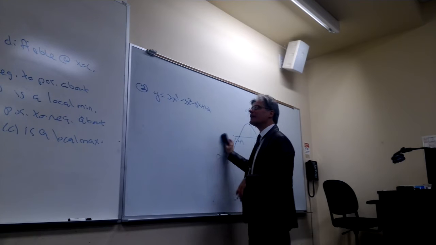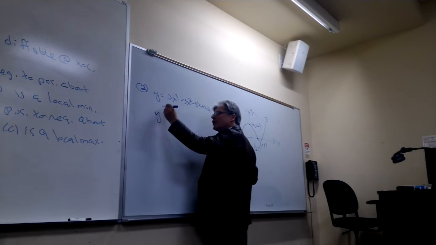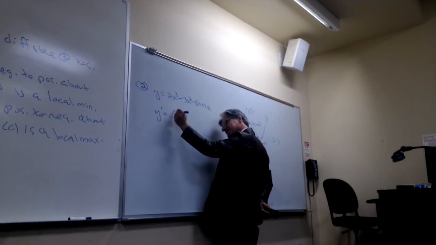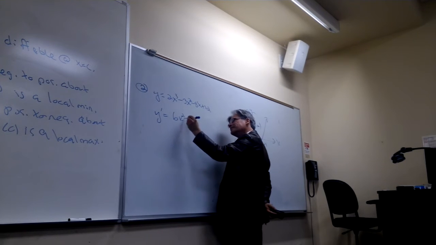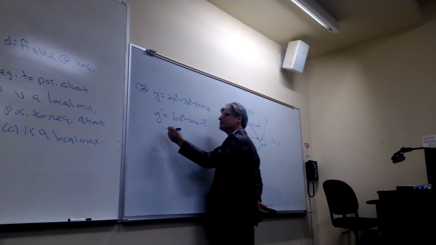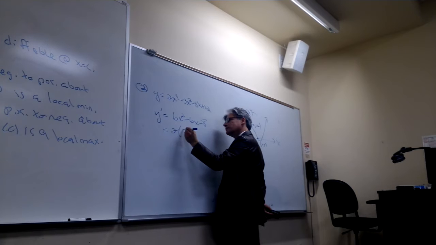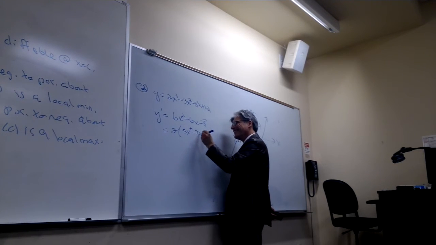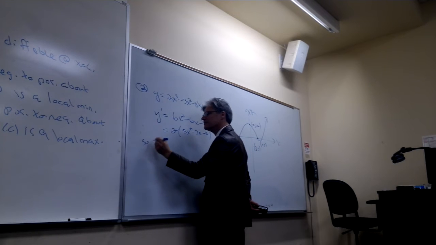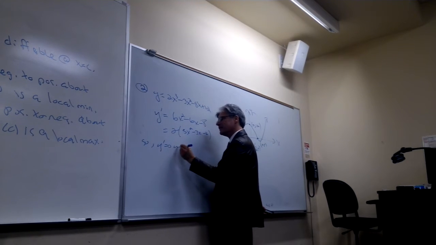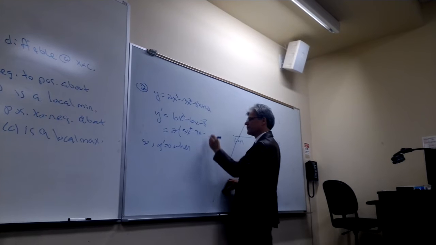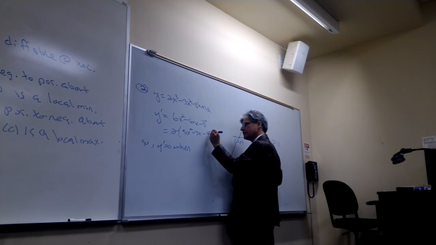So anyway, to differentiate, I'll let you do it. 6x squared minus 6x minus 8. Pull out a 2. 3x squared minus 3x minus 4. That's a 4, right?